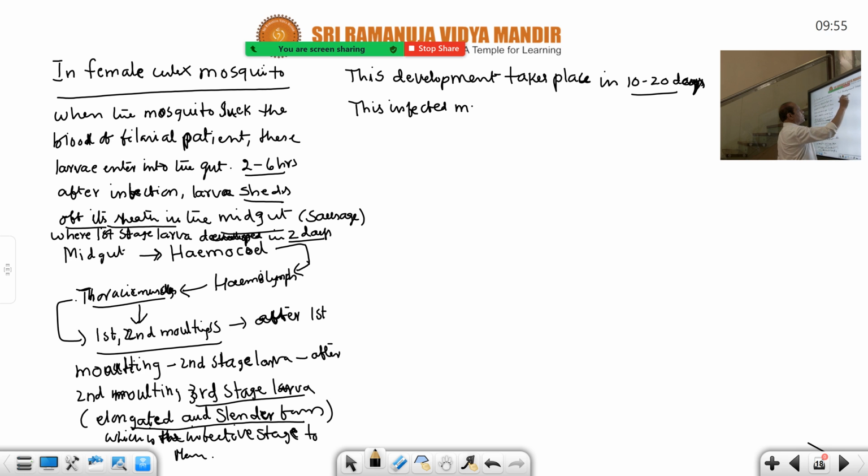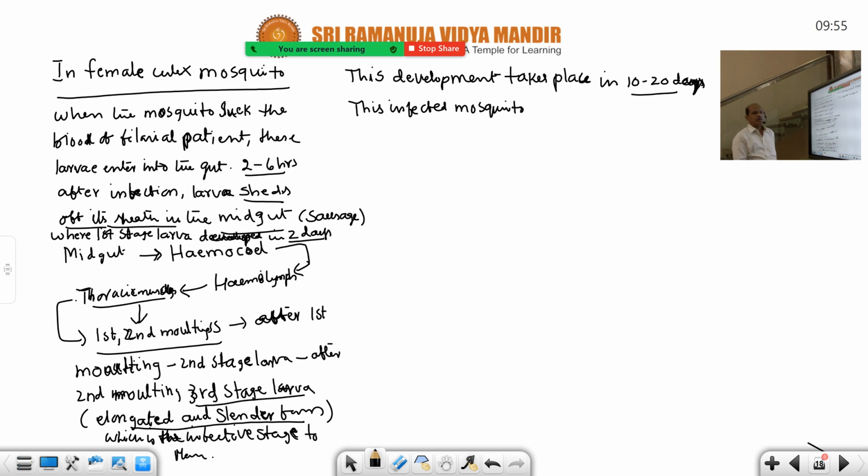This infected mosquito sucks the blood of... Next page, you go. If you go to the next page, the last line is there. The life cycle is completed. Next, pathogenicity. Pathogenicity is critically discussed regarding Wuchereria bancrofti. Anyhow, we will see that later on.